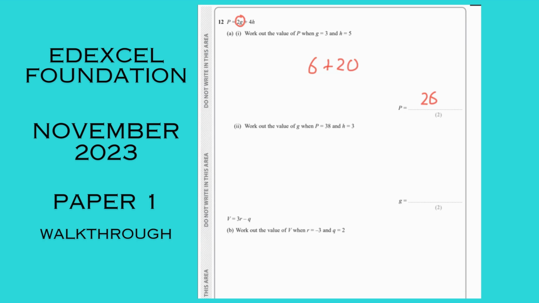Next one, it's a hidden solving question. So take the equation, rewrite it, replace P with 38. 2G, don't know, got to work that out, plus 4 lots of H. Subtract 12 from both sides.